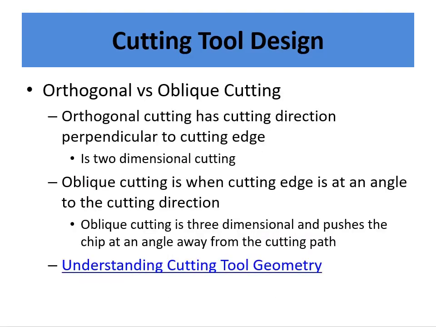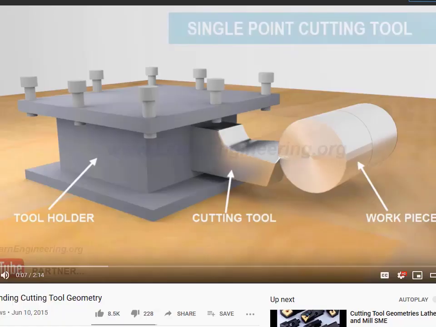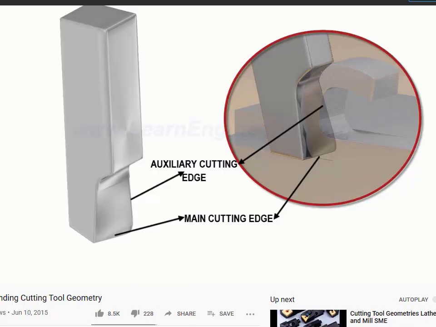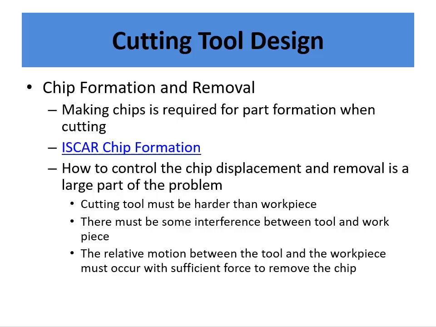Okay, so orthogonal versus oblique cutting. Orthogonal cutting has a cutting direction that's perpendicular to the cutting edge. And oblique cutting is when the edge is at an angle. Okay, and a large part of making the chips is controlling how to get rid of them.